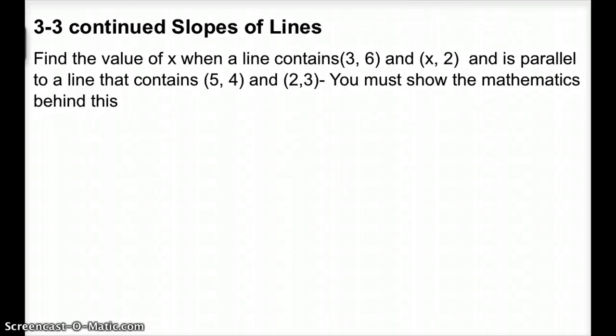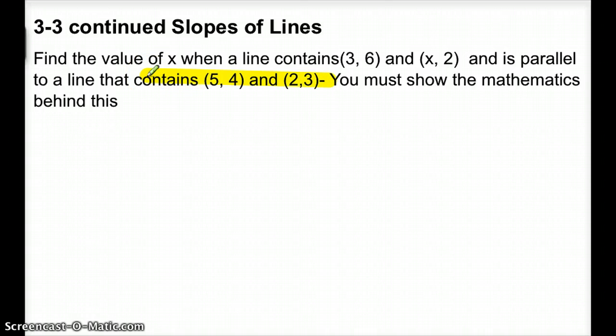Hefty here. I needed to talk about one more problem in section 3-3, which deals with slope of lines. In this problem it reads, find the value of x when a line contains (0.36, x2) and is parallel to a line that contains (5,4) and (2,3). And you have to show the mathematics behind this. To begin with, people, you're going to first need to find the slope of this line here.